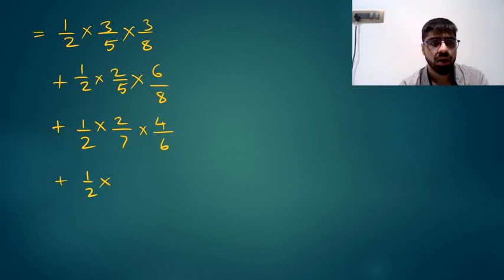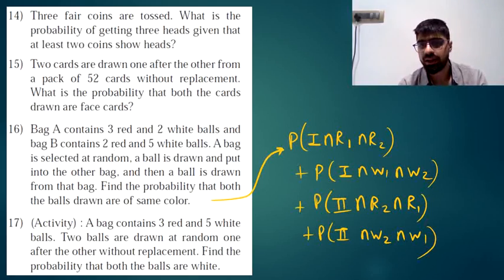Plus half into, half because it's the second bag getting selected from which you're taking out a white ball. The probability for it will be 5 by 7, and you're putting it in the first bag. So the first bag has 3 red and 3 white balls. Probability of getting a white ball now is going to be 3 upon 6, which is 1 upon 2. We will write it as 3 upon 6. So 5 by 7 and 3 upon 6.